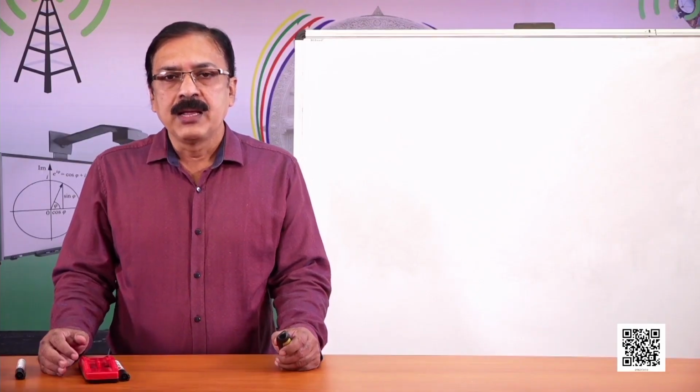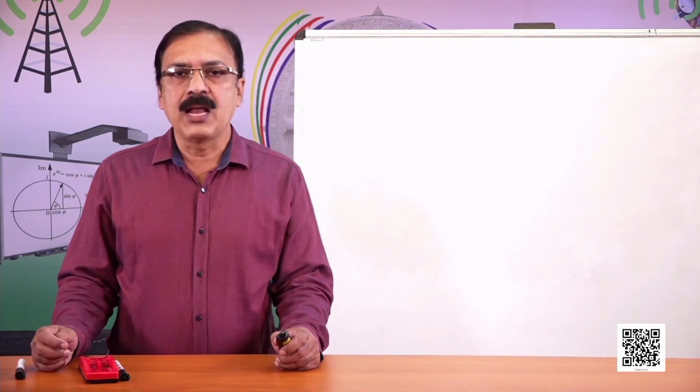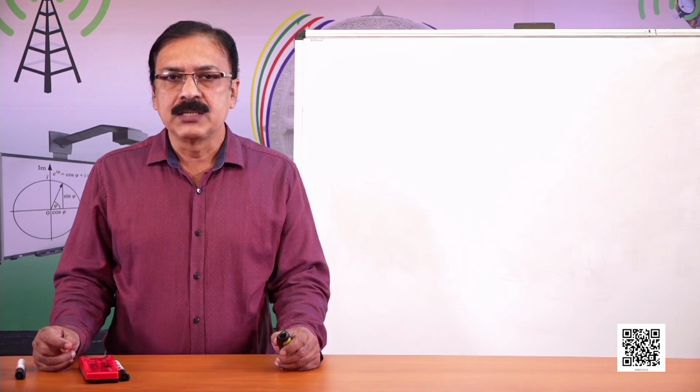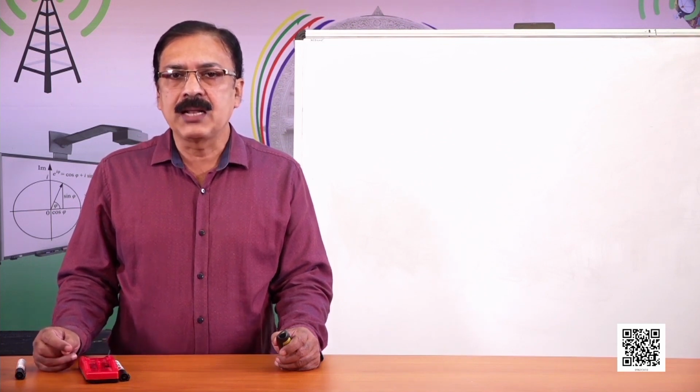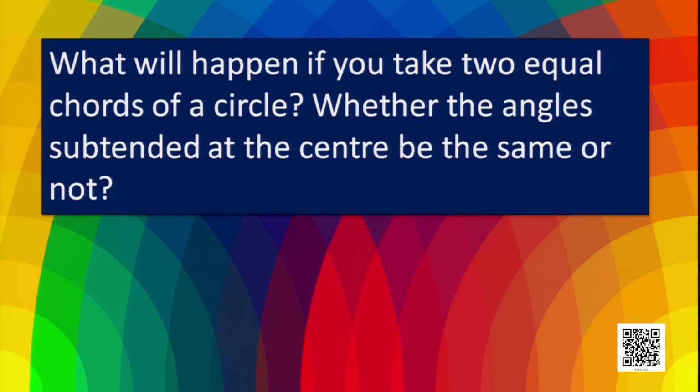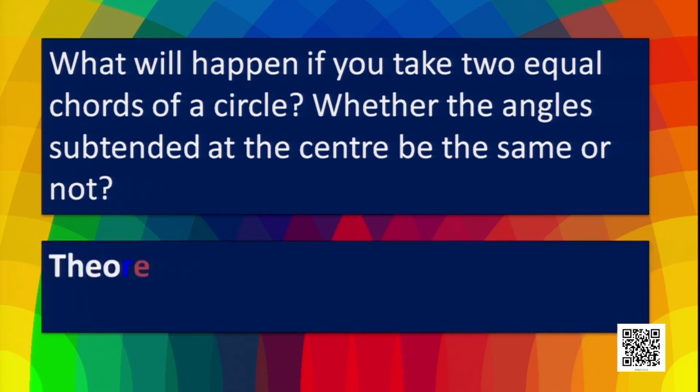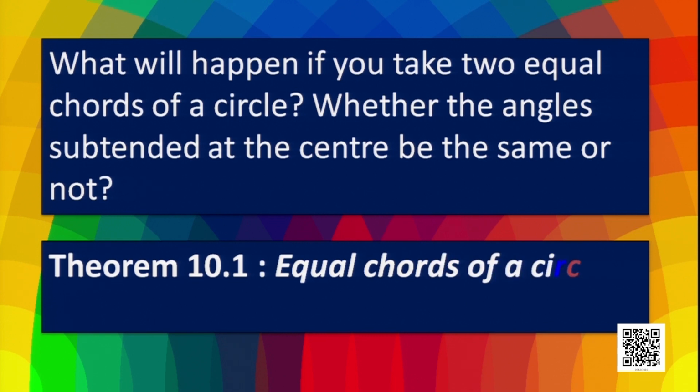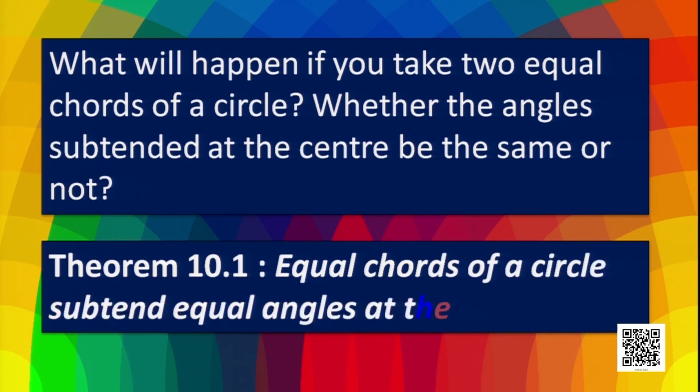Now you see, if two chords are equal, what can we say about it? Whether the angle subtended at the center will be the same or not. This is shown by the statement of this theorem. This theorem states that equal chords of a circle subtend equal angles at the center. Again, we read it: equal chords of a circle subtend equal angles at the center.